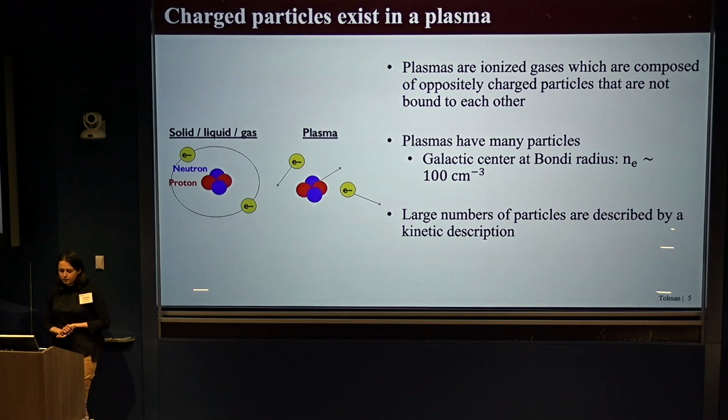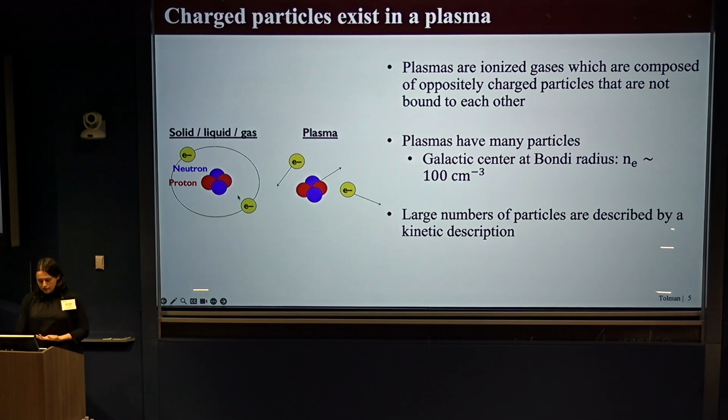So charged particles exist in a plasma. Plasmas are ionized gases, which are composed of oppositely charged particles that are not bound to each other. On the left side of this slide, you can see a solid and a liquid and gas sort of situation. And here on the right, you see a plasma. So you have oppositely charged particles, and they're not bound to each other. They're just moving around separately.